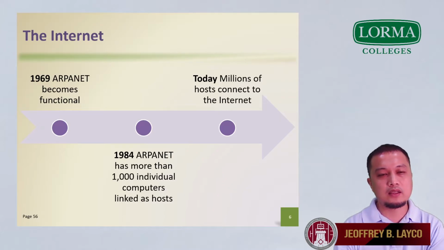The other one is located at the Stanford Research Institute, and the other one is at the University of Utah. Each of these computers served as a host on the network. A host, most commonly known today as a server, is a type of computer that provides services and connection to the other computers within the network. A host often uses high-speed communication to transfer data and messages over the network. And sometime in 1984, ARPANET had more than 1,000 individual computers linked as hosts.